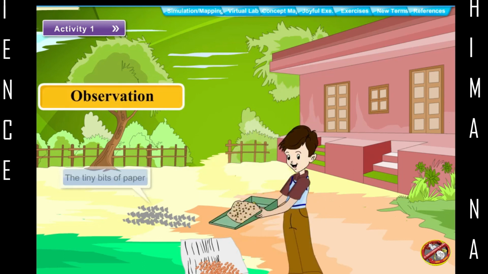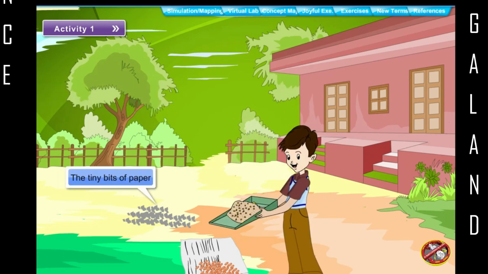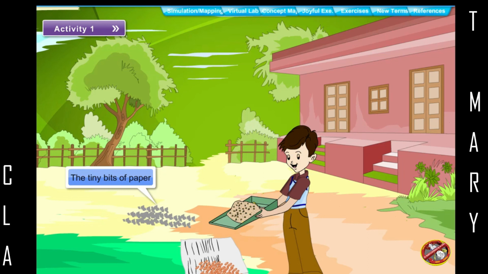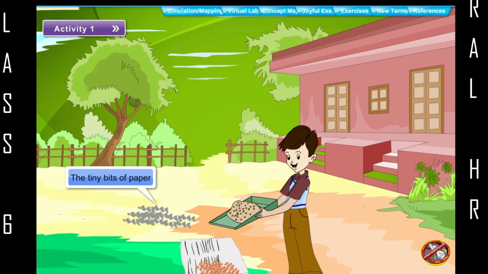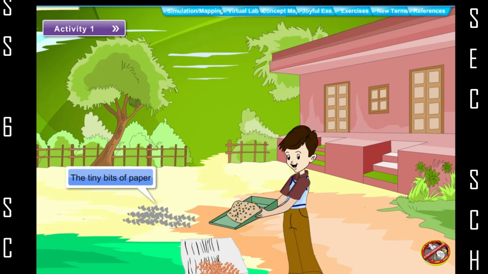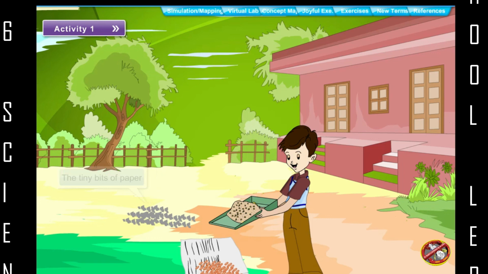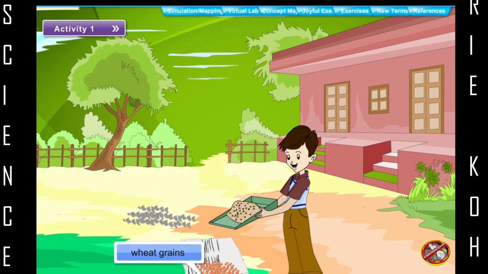Observation: the tiny bits of paper, being lighter, are carried away by the blowing air, wind, to a greater distance. So, the bits of paper form a separate heap at a little distance away from the heap of wheat grains.